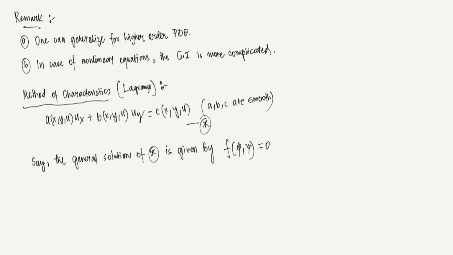What is f, and what are phi and psi? Here f is an arbitrary function, of course assumed smooth, so I may not write that all the time. It is an arbitrary function of phi and psi, and phi and psi are again functions of x, y, and u.